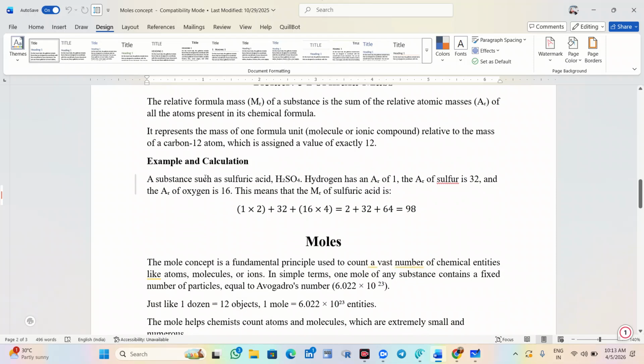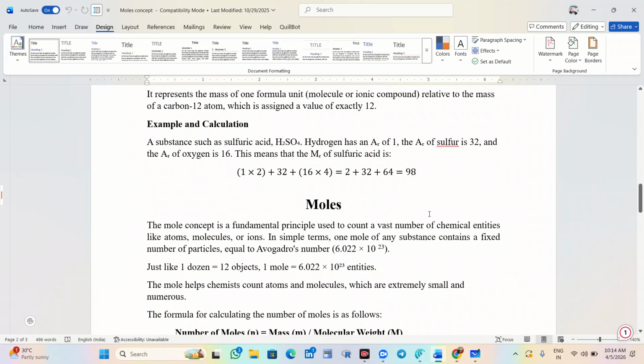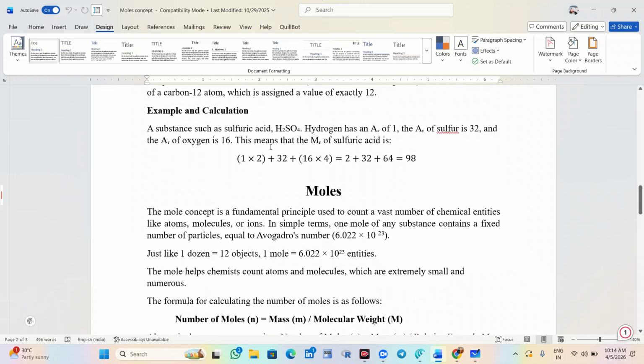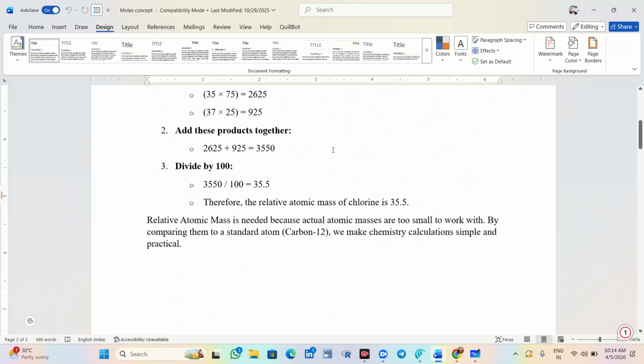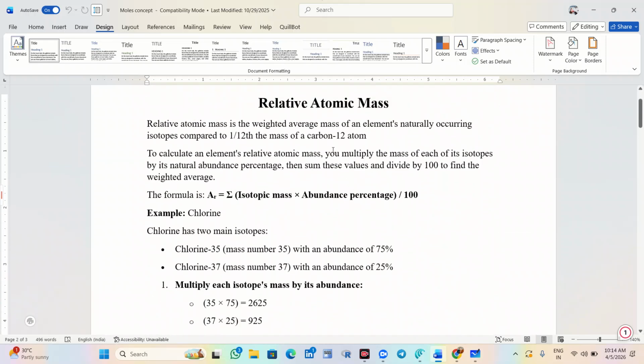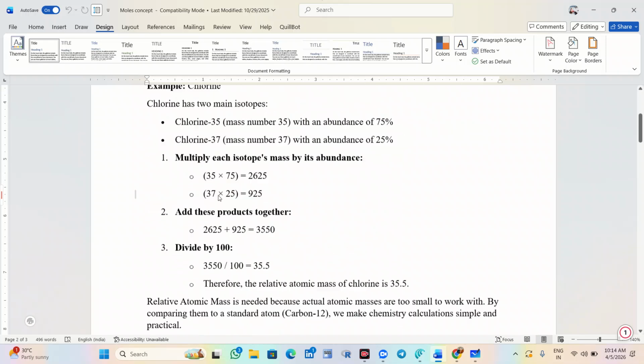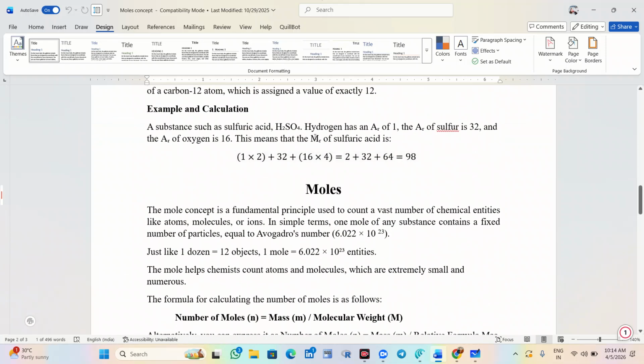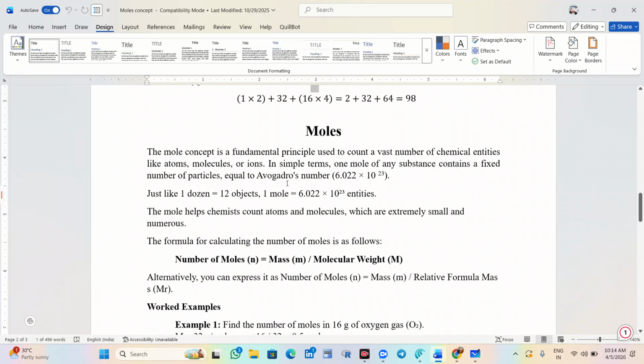Suppose we take H2SO4. The relative atomic mass of hydrogen is 1, and you have to do 1 into 2. Sulfur is 32, just one sulfur, so 32. We have 4 oxygens, so 16 into 4. So it will be 2 plus 32 plus 64, and we get 98. Here we have the relative atomic masses. We just need to calculate the relative formula masses. Atomic mass is represented by Ar and relative formula mass is represented by Mr. I hope all of you understand.